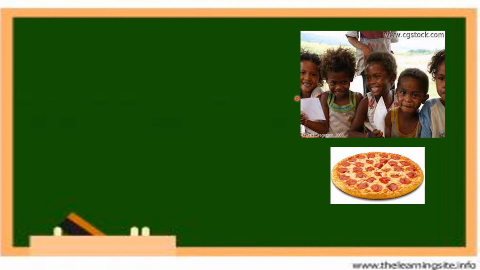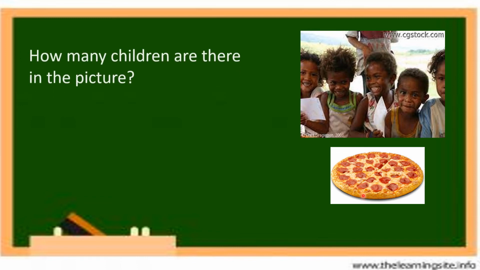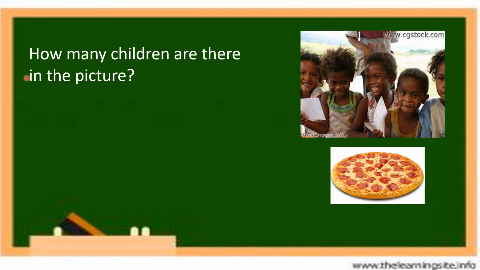So we have the pictures of Itas, our aborigines, and we have the pizza pie. We have the question, how many children are there in the picture? Can you answer it, Cecil? Very good, Cecil. The answer is 6. There are 6 children in the picture.